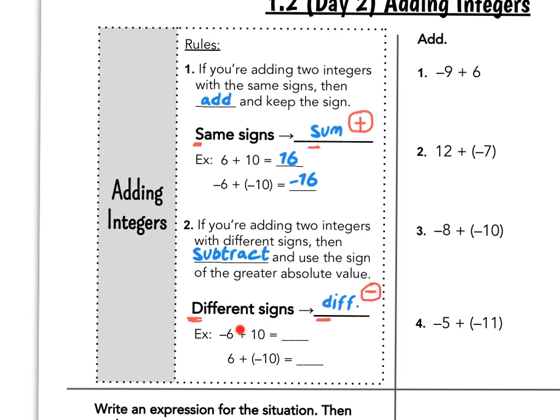Here we have negative 6 plus 10. They're different signs. We find the difference. 10 minus 6 is 4. And then we take the sign of the greater absolute value. This has a bigger absolute value, so our answer is positive 4. And then for the next problem, we have 6 plus negative 10. Again, they're different signs. So we subtract them, we still get 4. And now our number with the greater absolute value is negative, so then our answer is negative 4.